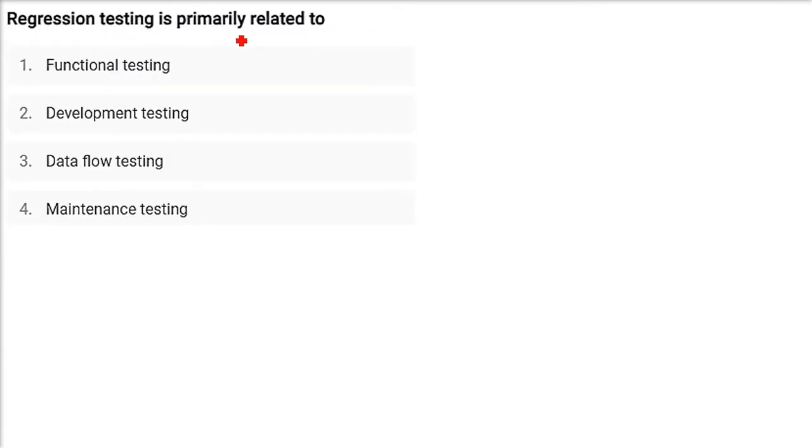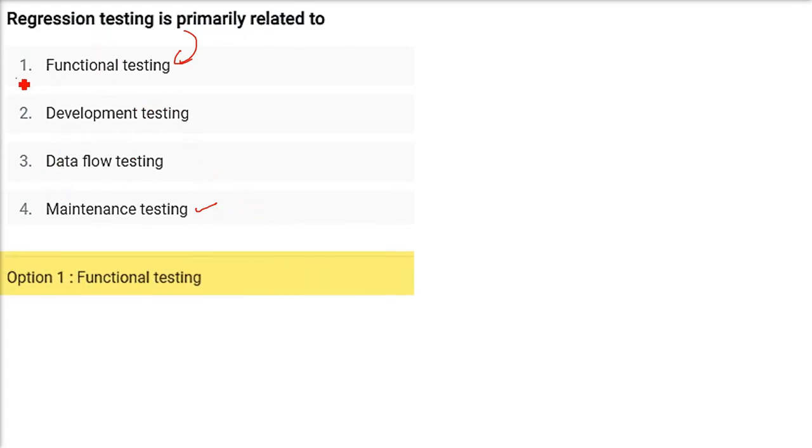Regression testing is primarily related to. Okay, you will be tempted to answer the fourth one, because most of the time the regression testing is required everywhere in maintenance, because maintenance is all about change. But the thing here is the answer is somewhat different. I'll give you an explanation for that. The answer is functional testing.